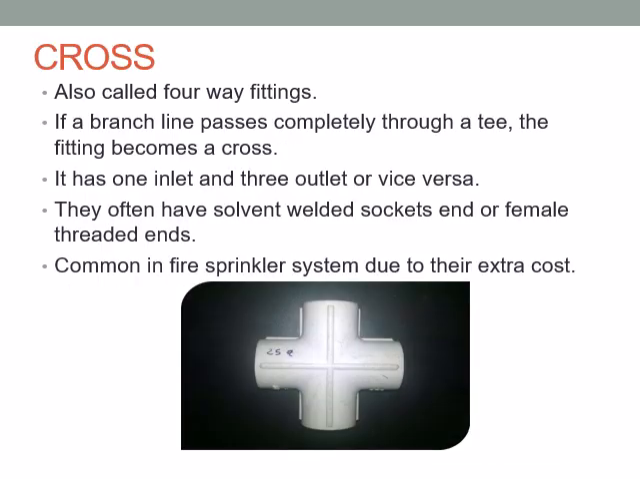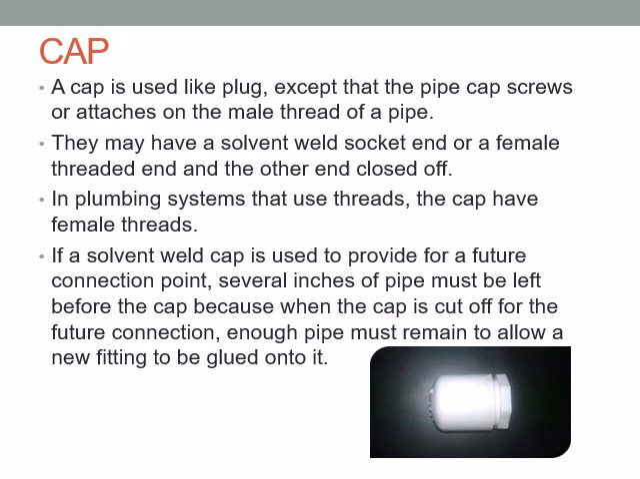Next is about the cross. It can be fitted in all four ways, so it is also called a four-way fitting. When the branch line passes completely through a T, the fitting becomes the cross. It has one inlet and three outlets, or vice versa, three inlets and one outlet; however it can be used. They often have solvent weld sockets and or female threaded ends. It is mainly used in fire sprinkler systems, as it is limited by its extra cost.